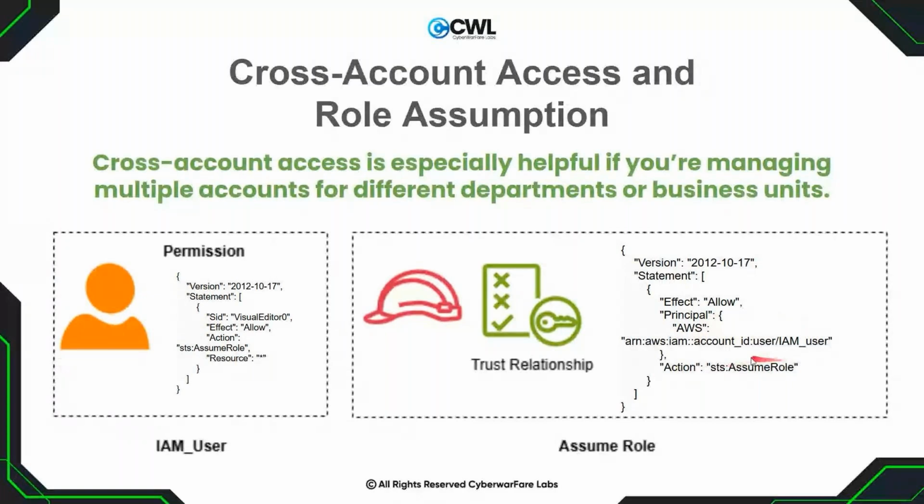So in the target account, you create an IAM role that specifies the permissions needed for the actions users will perform. Let's take one example here. A role named DevOps Access might be created in the production account with permissions to view or modify EC2 instances, or a read-only role might be configured to allow users to only view resources.